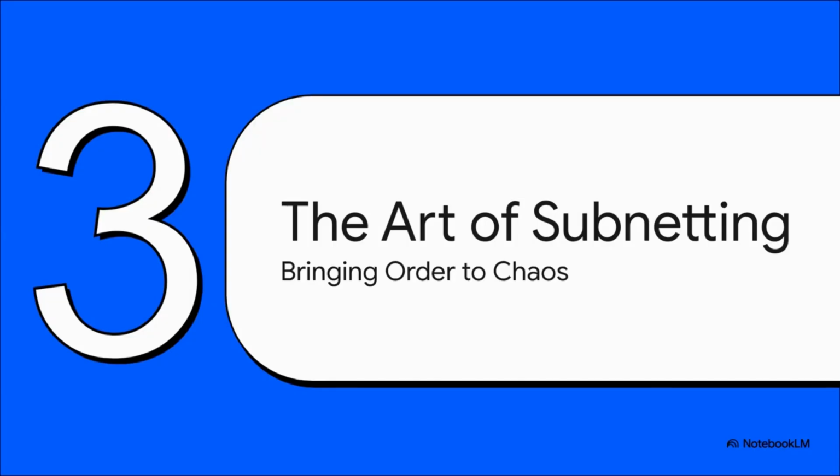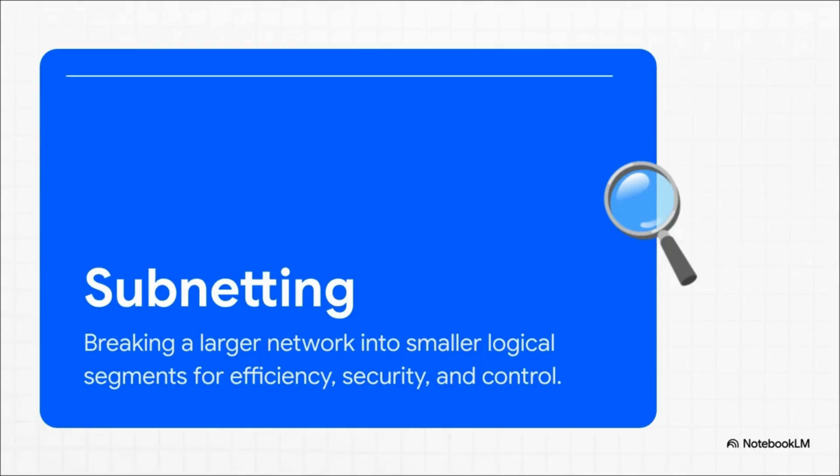Okay, so we have all these addresses floating around. How do we keep things organized? Imagine a giant network with thousands of devices all yelling at each other at once. It would be total chaos. And that's where the beautiful art of subnetting comes in. Subnetting is how network admins bring sanity to that chaos. They take one huge block of addresses and skillfully chop it up into smaller, more manageable pieces. We call them subnetworks. Doing this makes the network way more efficient, a lot more secure, and it stops devices from constantly broadcasting messages to everyone. It really cleans up the network chatter.